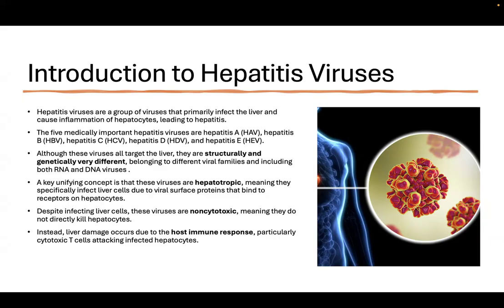And we can put them in five kinds of viruses: hepatitis A, hepatitis B, C, D, and E. The only common thing between these viruses is that they are structurally and genetically very different. They have different families, and some of them are RNA viruses, some of them are DNA viruses. The only thing making them part of the hepatitis viruses is that they have a hepatotropic tropism.